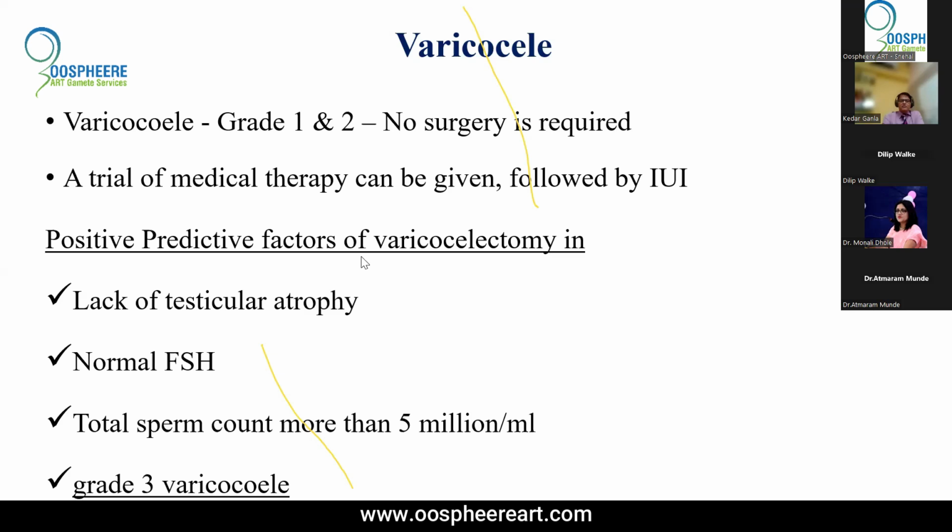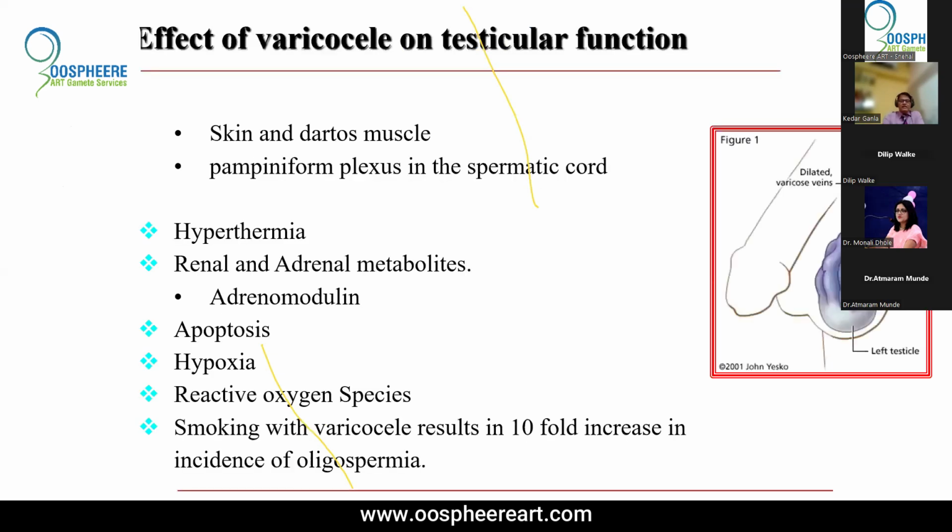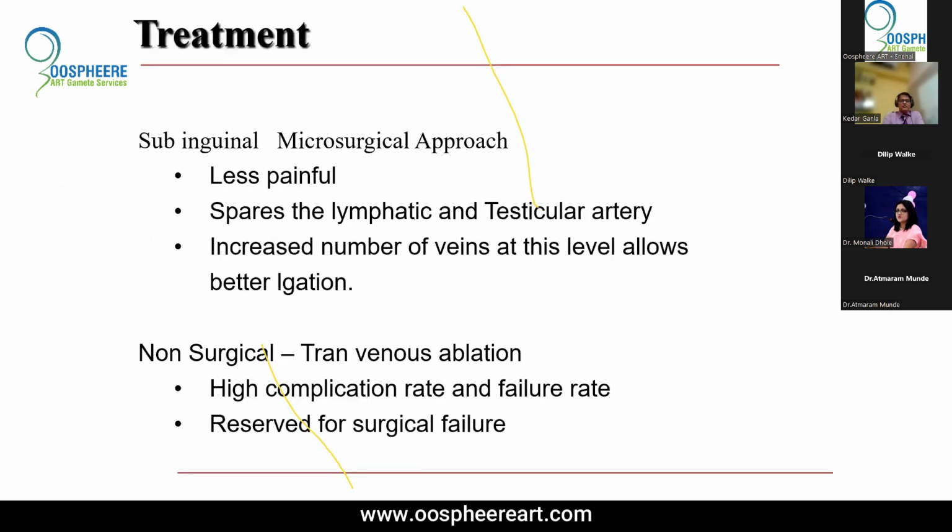Only in varicocele where there is grade 3 to grade 4 varicocele, the sperm count should be at least 5 million with normal FSH and no testicular atrophy, or the patient will produce very good results, as varicocele will cause hyperthermia, apoptosis, hypoxia, increase our reactive oxygen species, and if associated with smoking, then there is 10% increased risk of oligospermia.